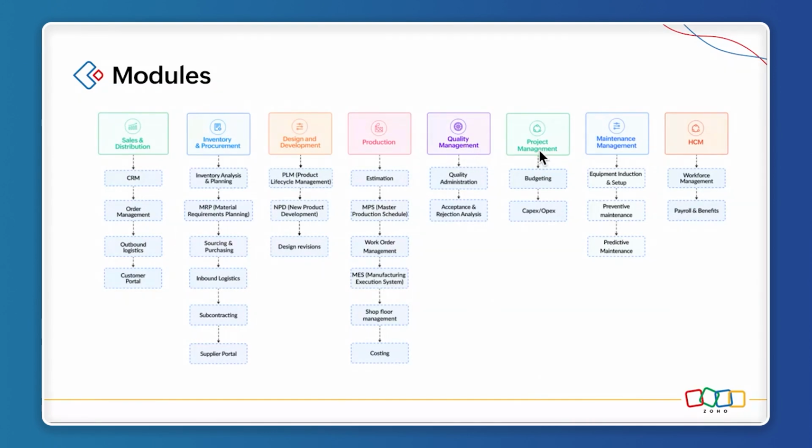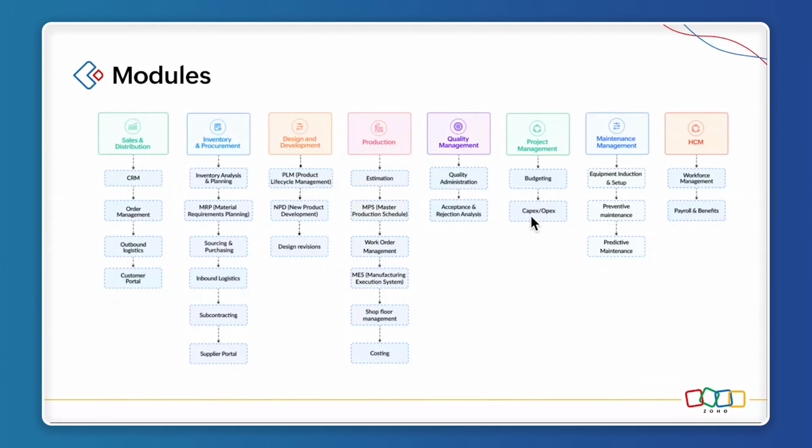Then you have the project management. Under the project management, you have budgeting and capex and opex. Talking about the budgeting, here you will be allocating the funds to different production activities. There will be several production activities, right? Each production activity consists of different funds, right? That is something you'll be maintaining under the budgeting.